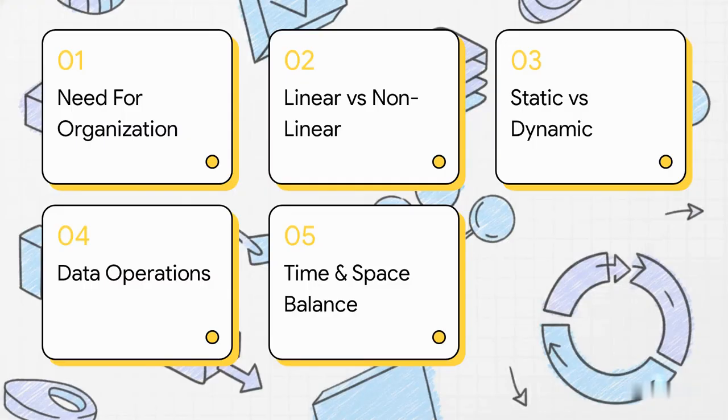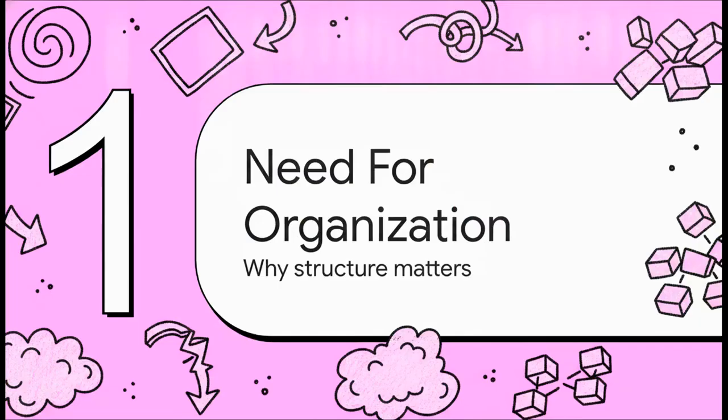Okay, so here's our roadmap for today. We're going to cover the need for organization, linear versus nonlinear data, static and dynamic structures, essential data operations, and finally, balancing time and space. Let's get into it. Starting right off with Section 1, the need for organization. Basically, why structure matters so much.